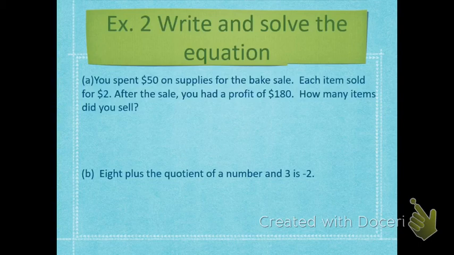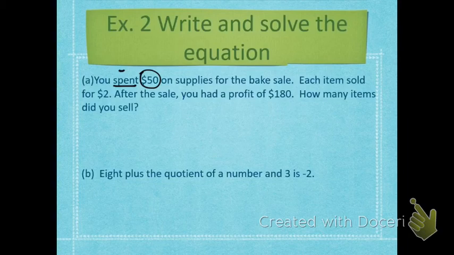It says you spent $50 on supplies. Now guys, if you spend money, are you gaining money or are you losing money? Losing. So if I see spent, I know that that's going to be subtraction at some point. I spent $50 on supplies for the bake sale.